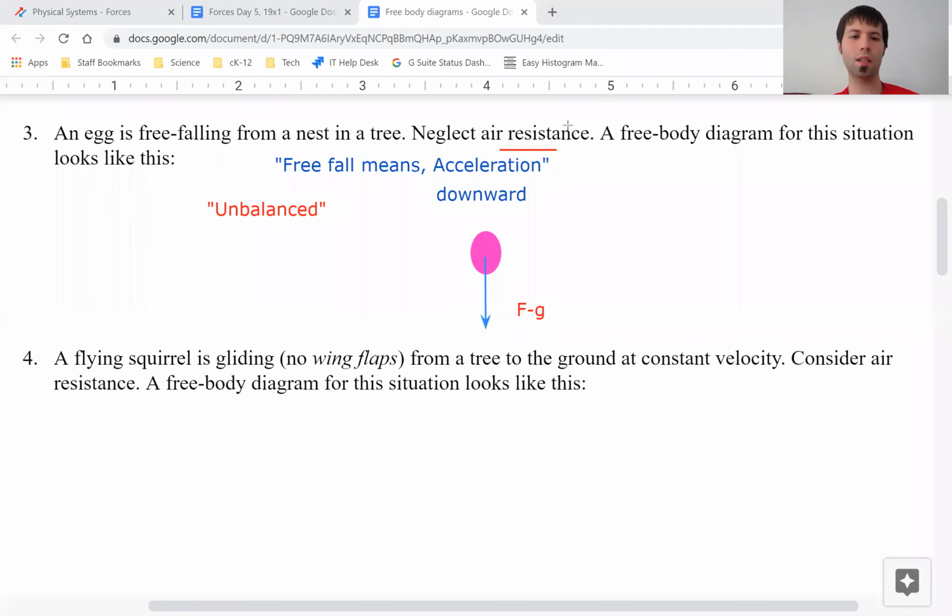A flying squirrel is gliding, no wing flaps, from tree to the ground at constant velocity. Here's a really important word here, constant velocity. Consider air resistance. A free body diagram for this situation looks like this. Okie dokie.